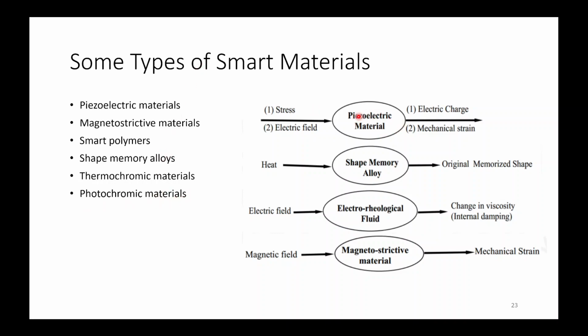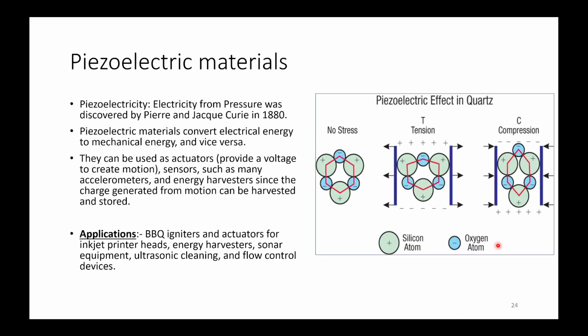In case of piezoelectric material, stress can be converted into electric charge, or electric field can be converted into mechanical strain. In case of shape memory alloy, heat is getting converted into original memorized shape. In case of electrorheological fluid, electric field will be converted into change in viscosity or internal damping. In magnetostrictive material, magnetic field will get converted into mechanical strain. Now the first material that we'll be studying about is piezoelectric material.